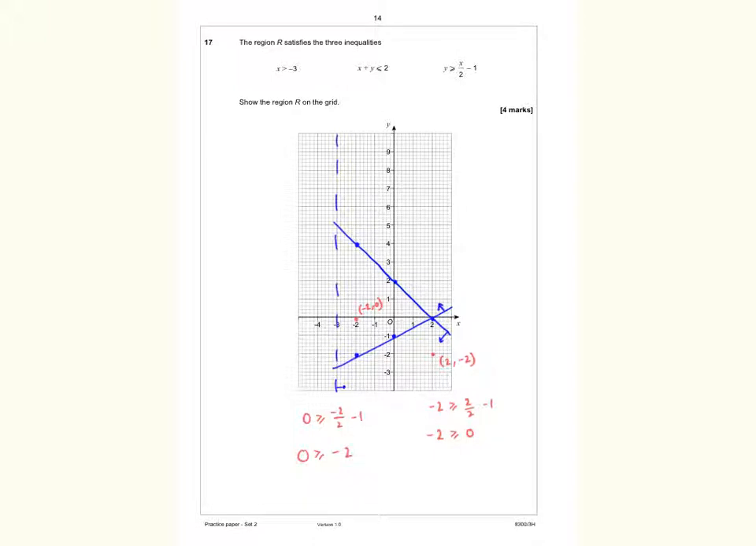So that said, we need to now show the region R on the grid, and the region R is here. So that's on the right hand side of the dotted line. It's below this line and it's above that line. All of this part here is R.